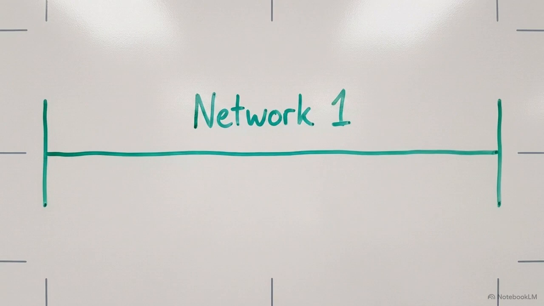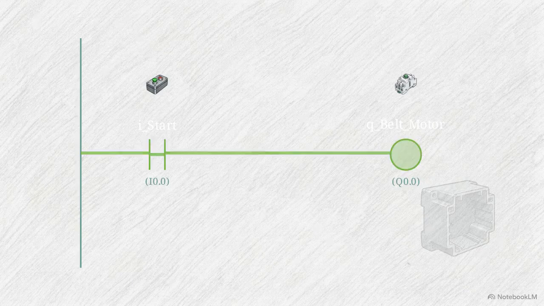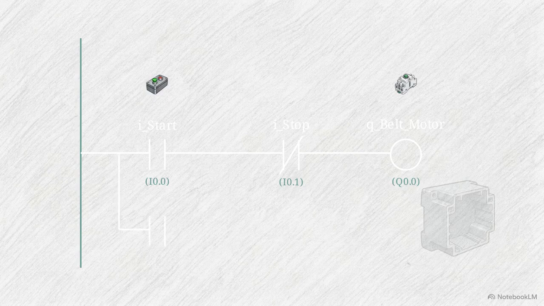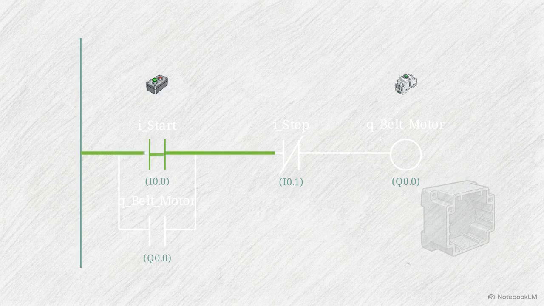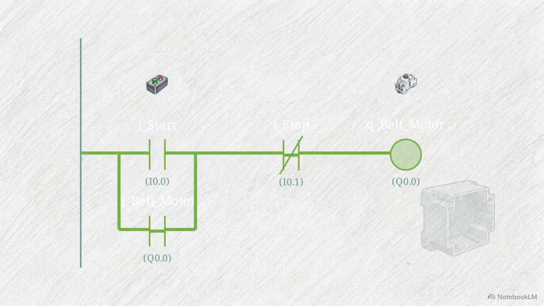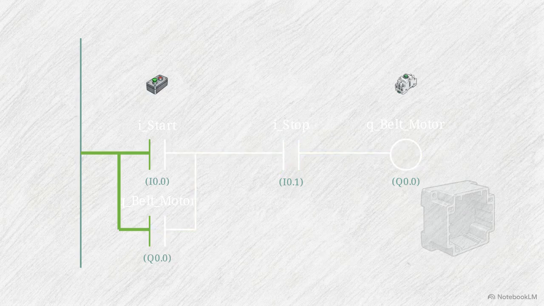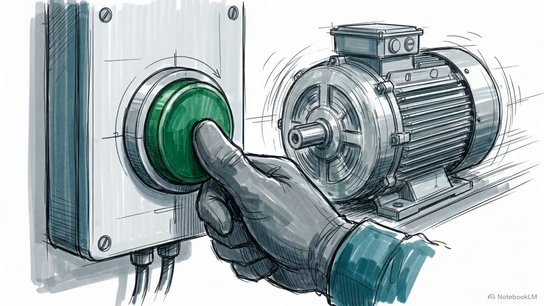Now let's open Network 1 to begin building the basic motor control sequence. As this diagram demonstrates, we construct a standard latch circuit. The start input contact is placed to energize the belt motor output coil. To safely break that circuit, we insert the stop contact directly into the path in a normally closed configuration. This latching architecture ensures the motor continues running after a single, momentary button press. This is the baseline requirement before introducing any automated counting logic.